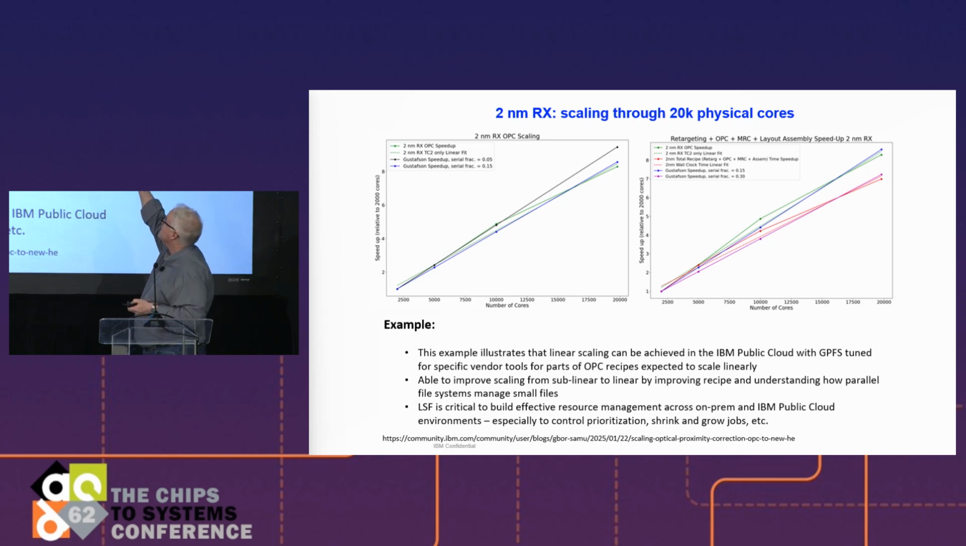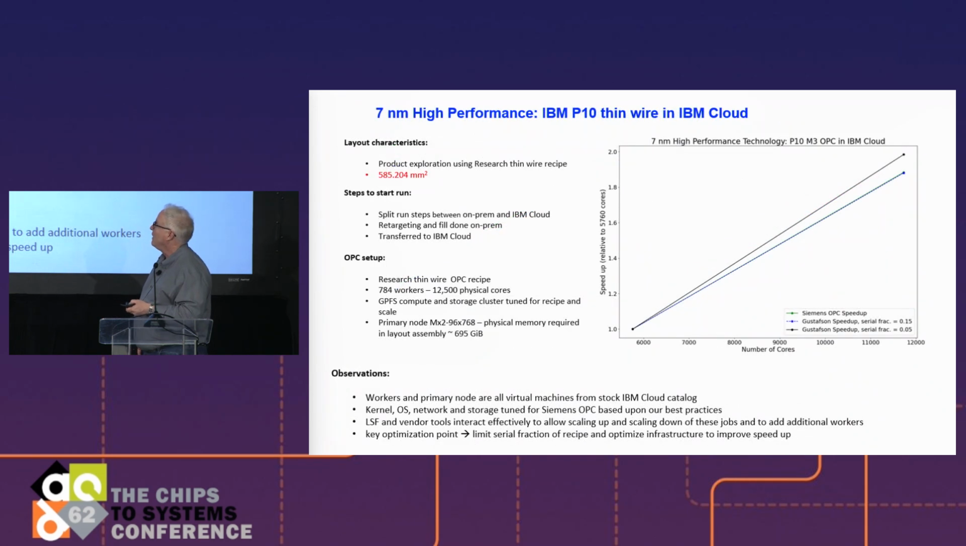So on the right-hand side with the total recipe, you're seeing some changes in slope as we go to higher and higher scaling, but by and large, linear. And if we're talking about OPC, we're scaling linearly up through 20,000 cores without too much problem with the storage solutions and the job management and virtual machines that we just described.